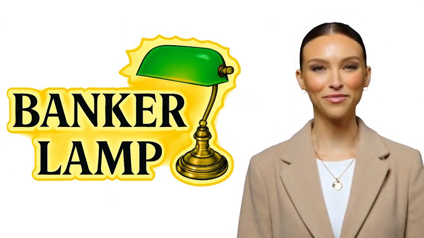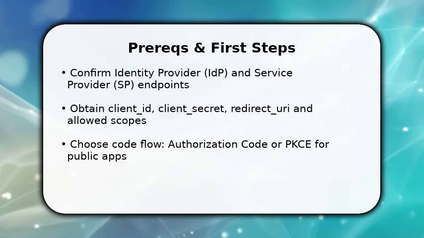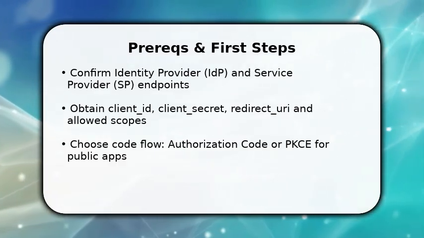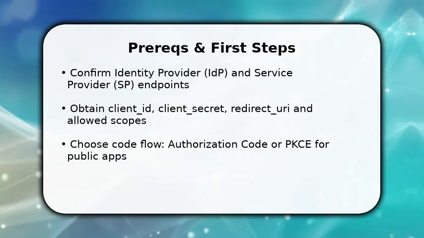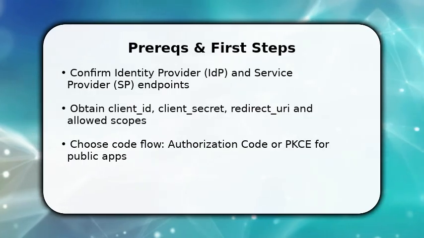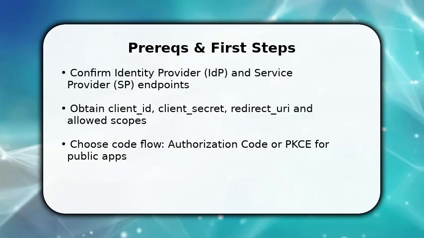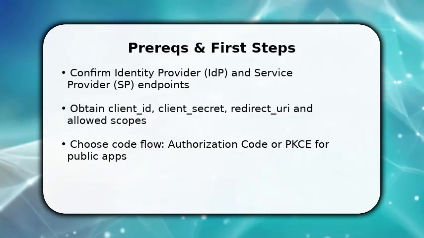Please enjoy the video. You begin by verifying prerequisites and initiating the authorization code flow. First, register your app with the IDP and record client ID, client secret, and redirect URI. Next, select scopes you need and decide between standard authorization code or PKCE for mobile and single-page apps.